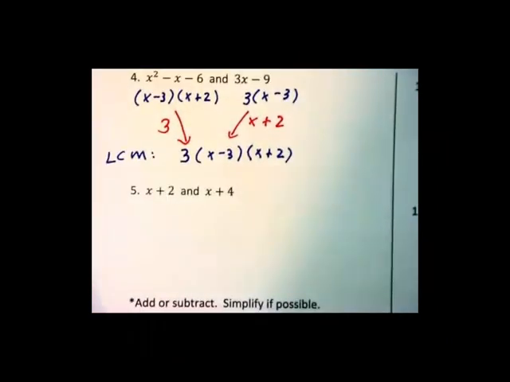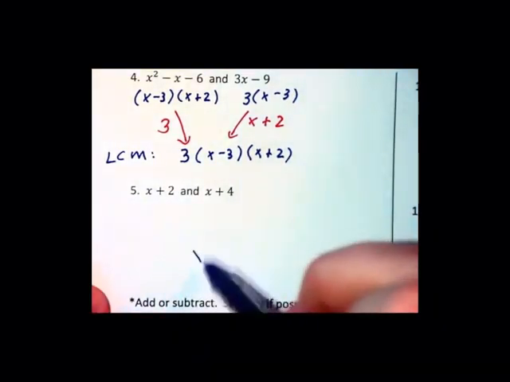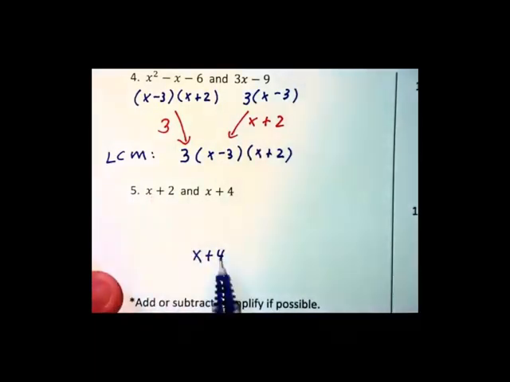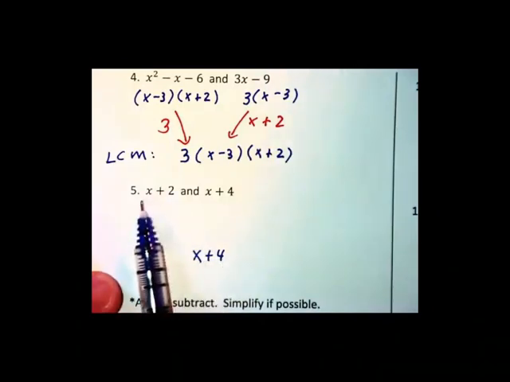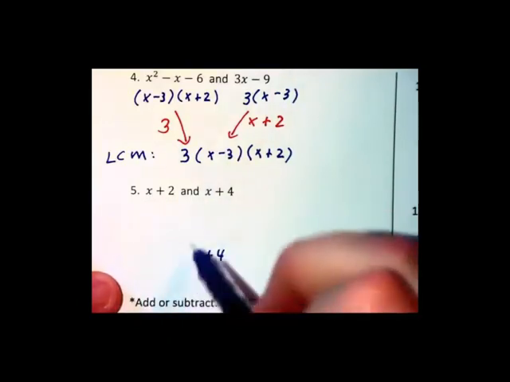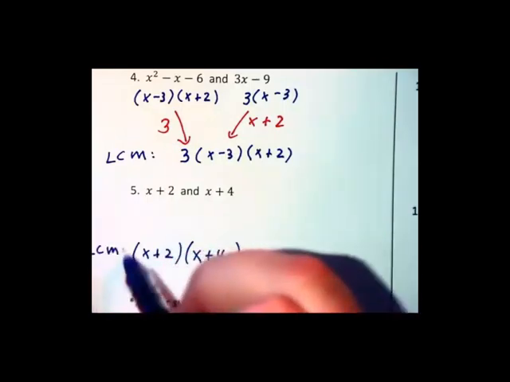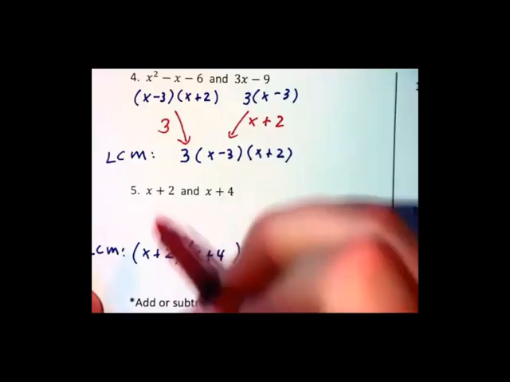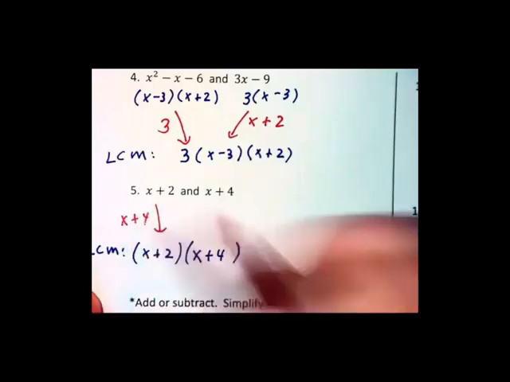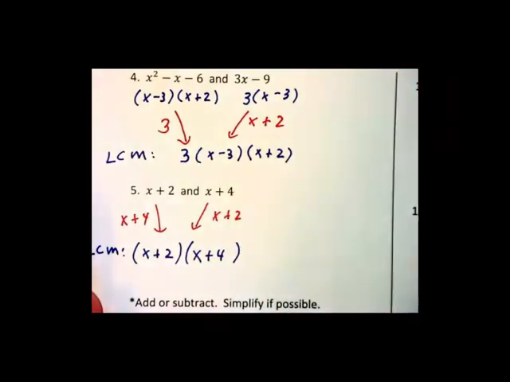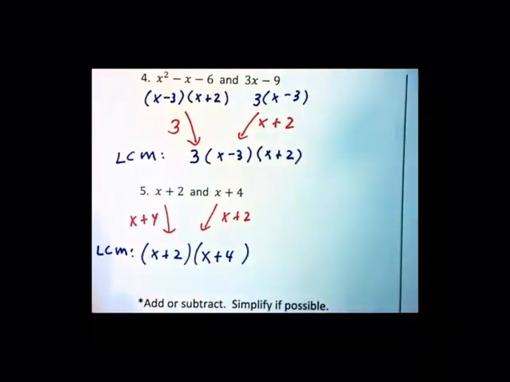Okay, problem number 5. Do not say, ooh, my answer is x plus 4. Because if you say the answer is x plus 4, you can't answer the question of how many times x plus 2 goes into it. It doesn't go in 2 times, because if you multiply by 2, you get 2x plus 4. So the answer is here that the least common multiple is the product of these two. Least common multiple right there. And so the first expression got multiplied by the x plus 4, and the second expression got multiplied by the x plus 2. In this case, the least common multiple was the product of the two given expressions.